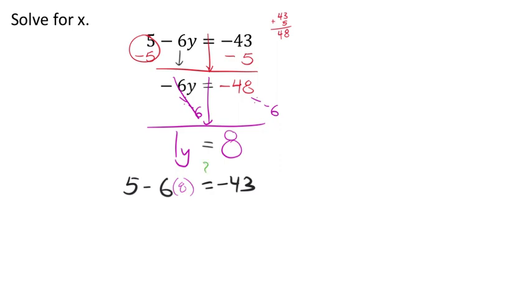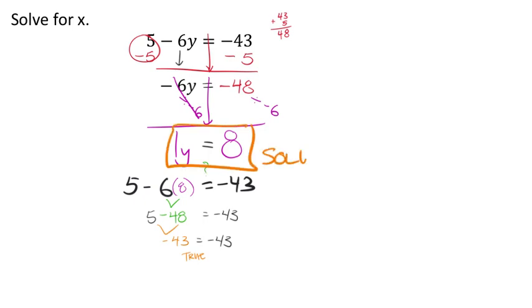Not completely sure that this is going to be true. But we can see here that I would show this as -6 times 8, which is -48. So now I've got 5 minus 48 should equal -43. I'm going to skip some of the work there, but that's going to be -43. So -43 does equal -43. That's true. And since it is true, that means we did in fact find the solution.